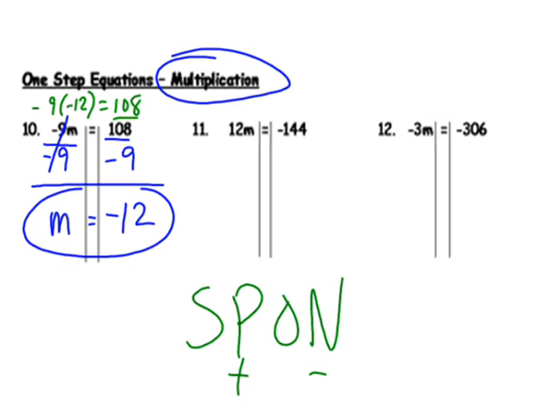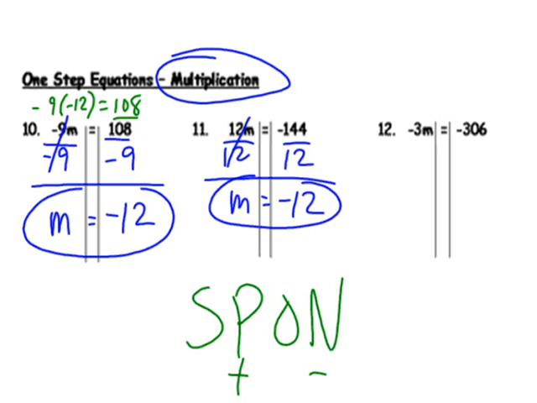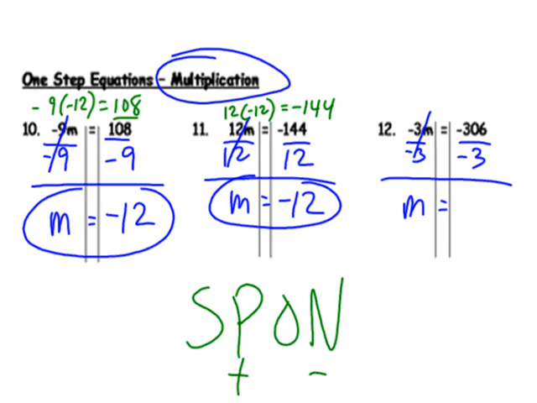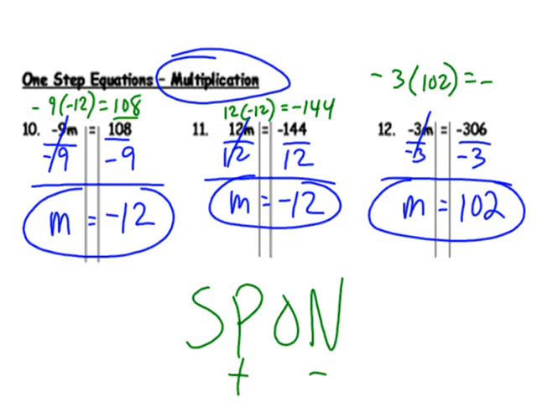Next, this is 12 times n, so we're going to divide each side by 12. So n would be a negative 12. Just to double check that, is 12 times negative 12 negative 144? It is, so it checks. In our last example, we're going to divide each side by negative 3. And a negative divided by a negative is a positive. And let's just double check it. So is negative 3 times a positive 102 negative 306? Yes, it is, so it checks.